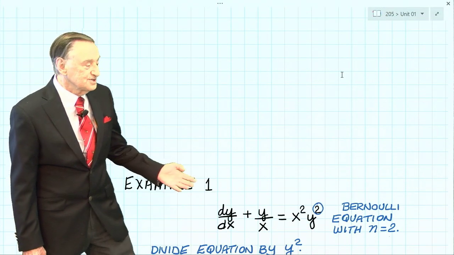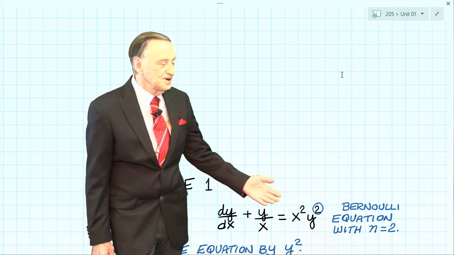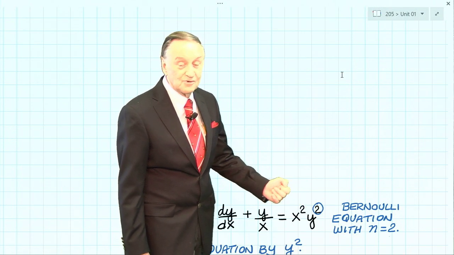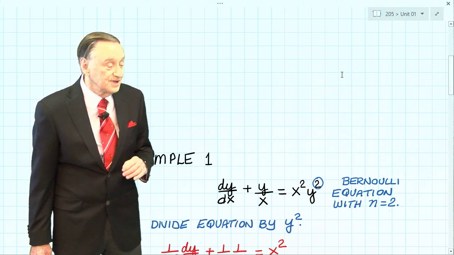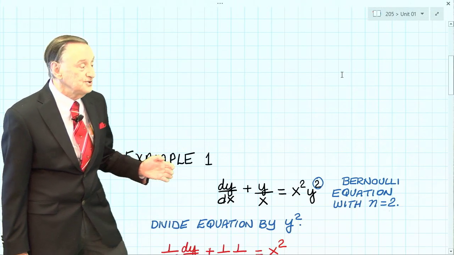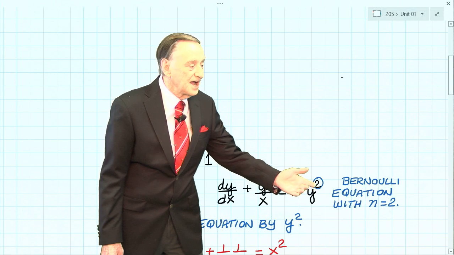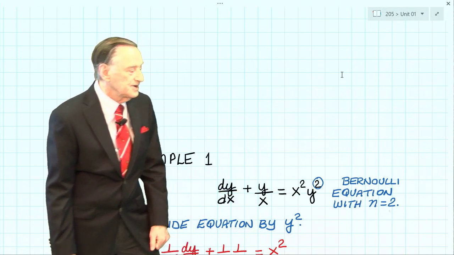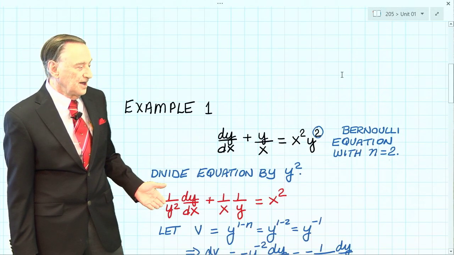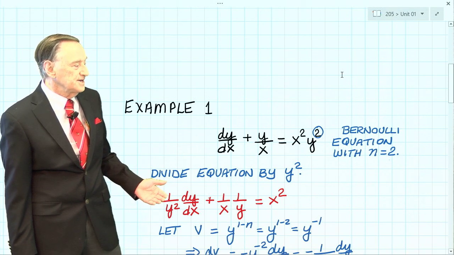This equation looks like a first order linear differential equation except for the y squared right here, which makes it a Bernoulli differential equation. So the first thing we do is divide through by that y squared, y to the n right here with our n equal to 2. We divide through by it and we get this form right here.